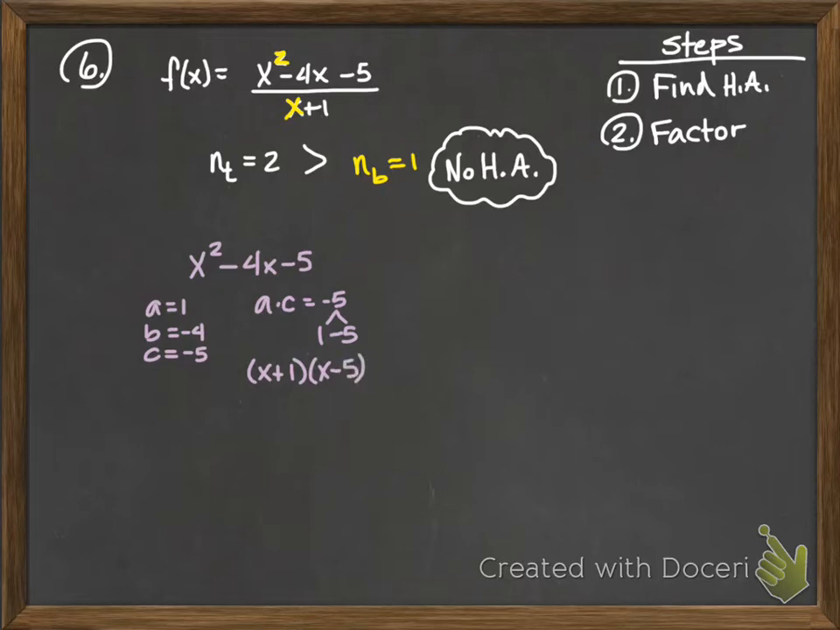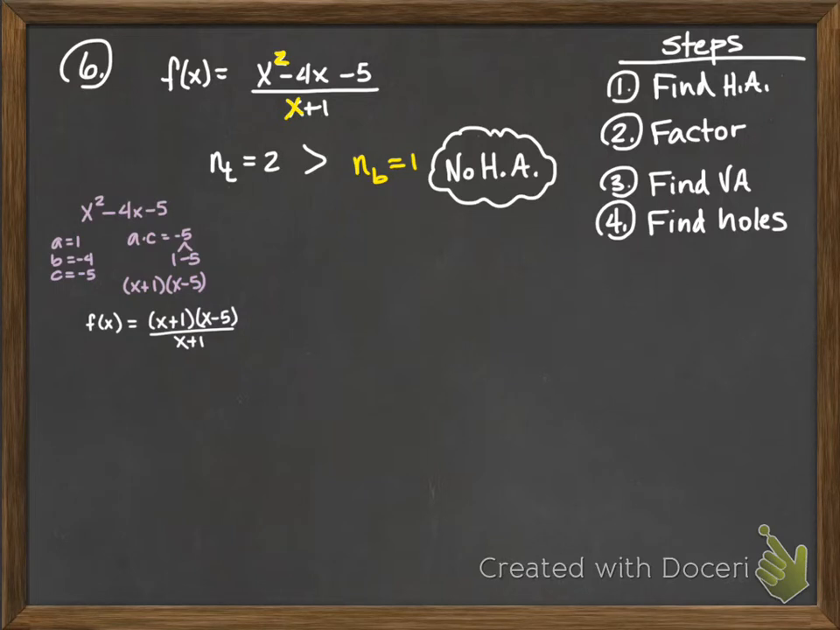So now we have f of x equals x plus 1, x minus 5 in the top, sorry, and we have x plus 1 in the bottom. Okay.